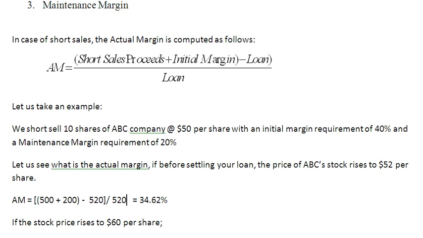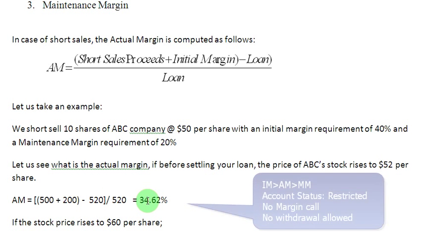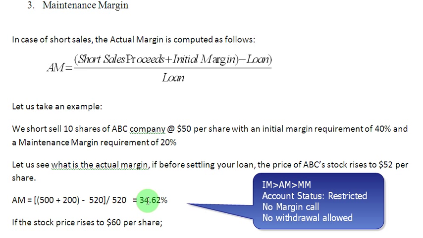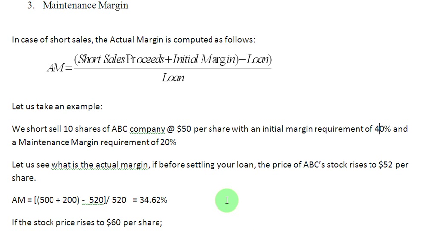34.62%. Now if you observe, this 34.62% actual margin is greater than the maintenance margin requirement of 20%. So there is going to be no margin call. But since the actual margin is less than the initial margin of 40%, our account status is going to be restricted, meaning that we cannot withdraw the short sales proceeds from our account.